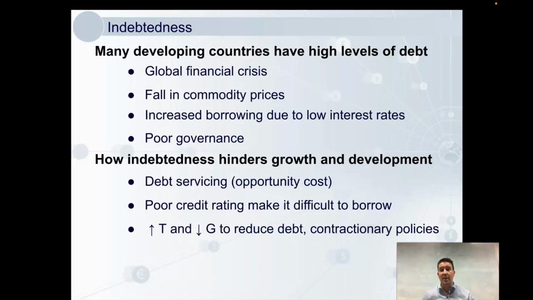Sometimes countries will be incentivized to increase taxes and reduce government spending in order to reduce their debt. And those are actually contractionary policies, aren't they? So that's going to hurt the economy when it might not be the best macro policy available. You can also get into a debt trap, which is borrowing just to pay off the debts. And if you're not using your borrowing to expand the economy, it's going to be hard to pay off those debts properly.